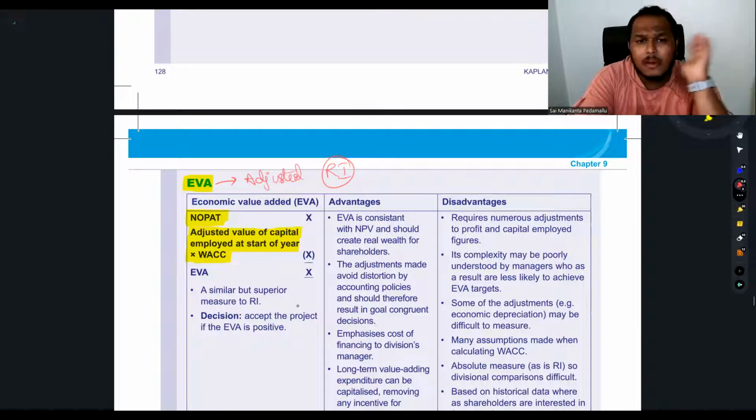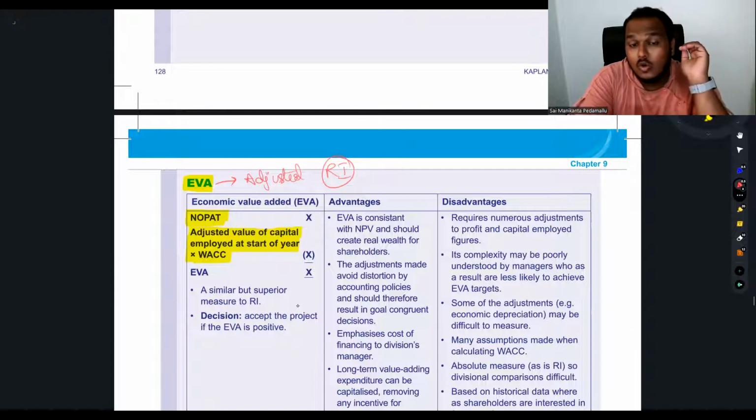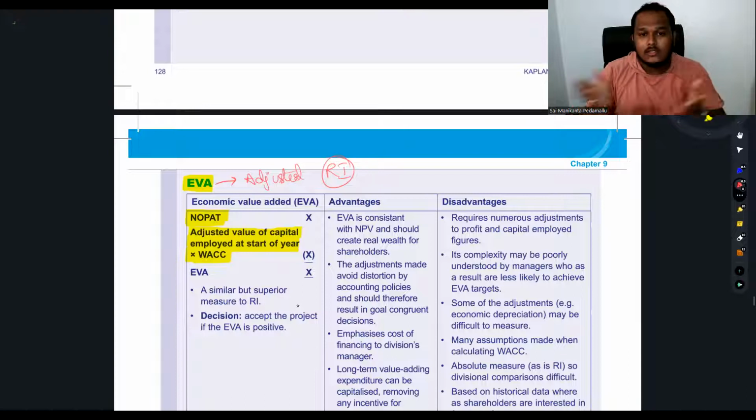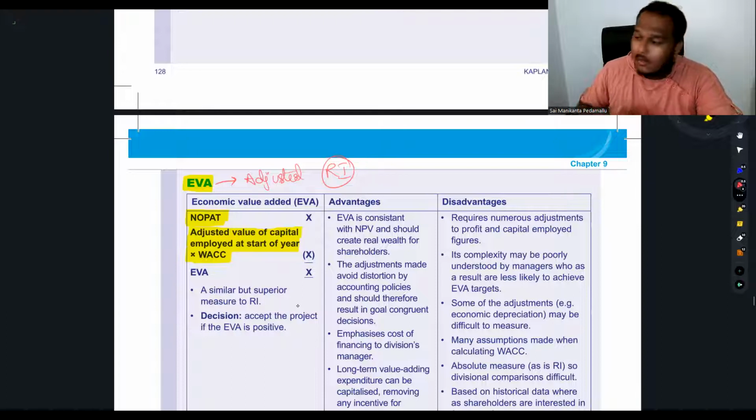EVA is not actually published to shareholders, sir. There is no standard. Auditors cannot vouch for this. So there is nothing like auditors, IFRS, financial statements. Auditors can say that, yes, the financial statements are presented in a true and fair manner and are prepared as per the applicable financial reporting framework. But there is no such framework for EVA calculation. So that is why auditors do not express an opinion on EVA. So it is not given to shareholders. This is more an internal tool for performance evaluation.